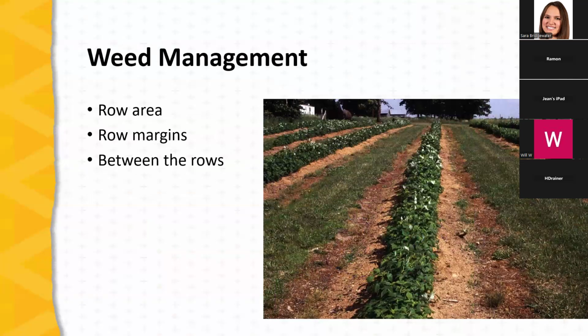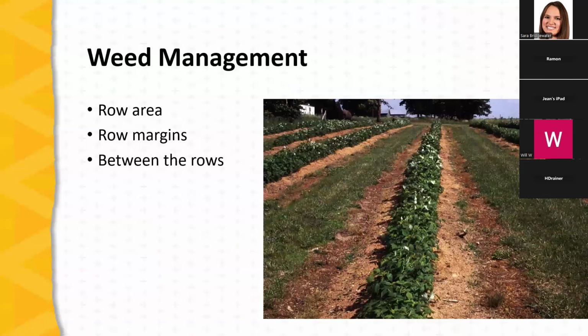Weed management, like in any crop, you want to make sure that you have good management. Normally, we recommend keeping good control of weeds in the row, and between rows you can have grasses that you can mow constantly to keep them low. So the main part is controlling weeds in the row.